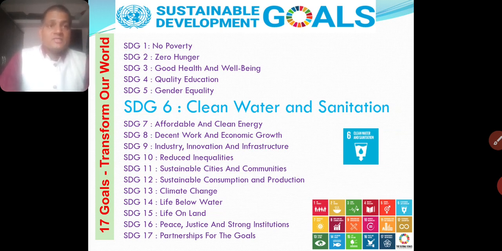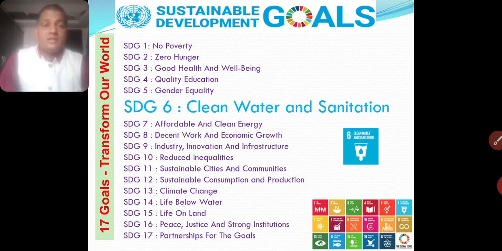Our conference is based on water, on sustainable development and environmental issues. If you look at the issues, there are various types. Environmental issues include pollution, population, loss of biodiversity, air pollution, water pollution. All of these come under environmental issues. But if you focus on water and sanitation, it comes under sustainable development goal number 6. So these are the goals which can transform our world.